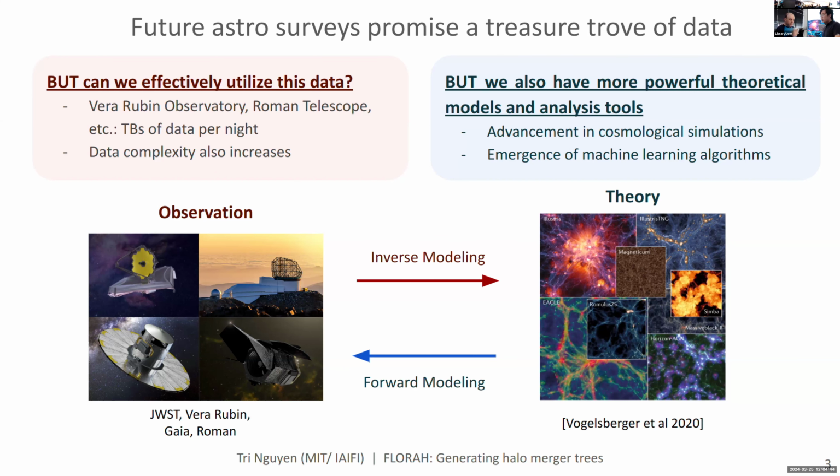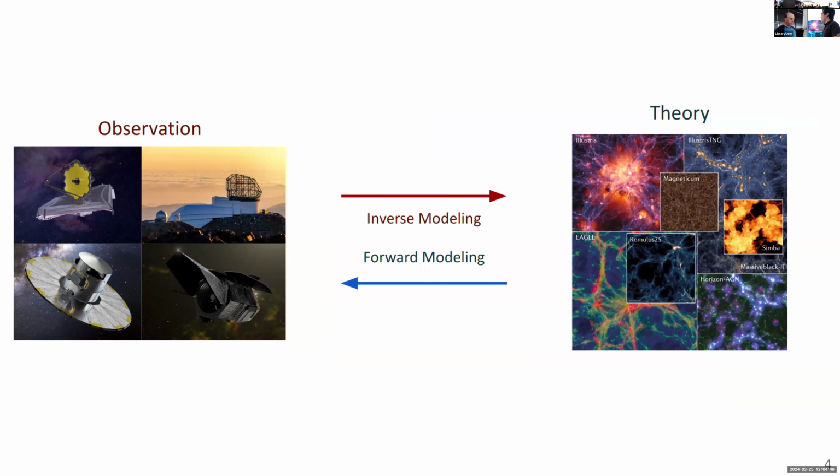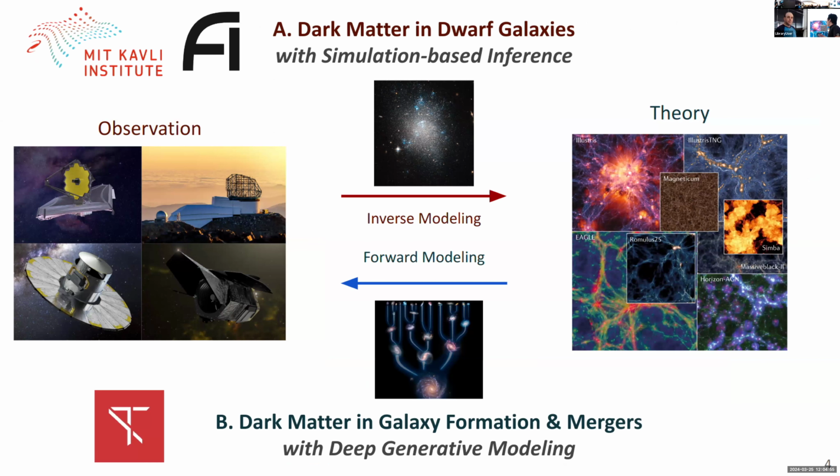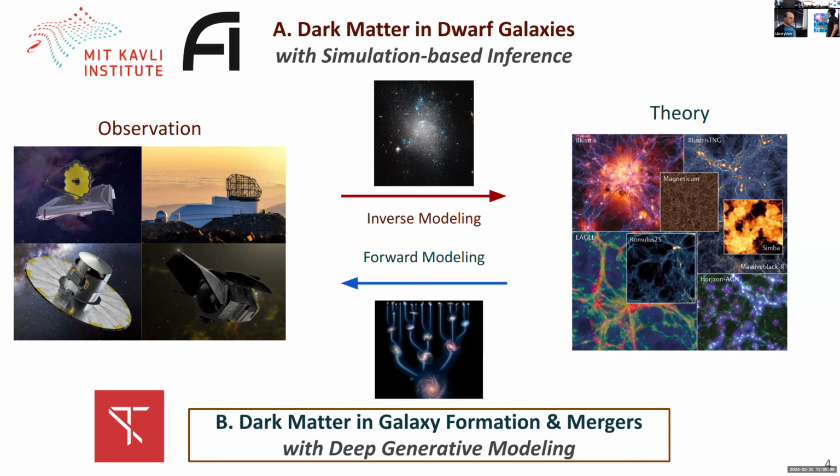So what I do can usually be divided in two. With inverse modeling, I do a lot of dark matter modeling in dwarf galaxies using simulation-based inference. But with forward modeling, going from theory to observations, I'm trying to model the dark matter halos of simulations using generative models, trying to emulate them. And this is the project that I will talk about today.